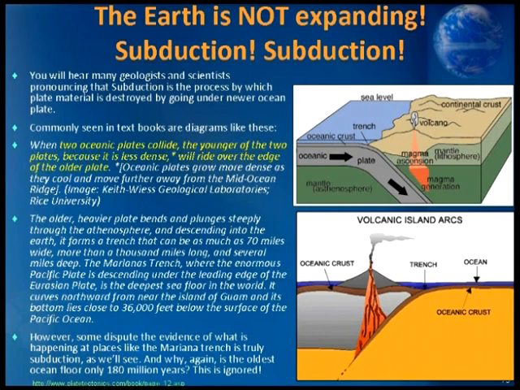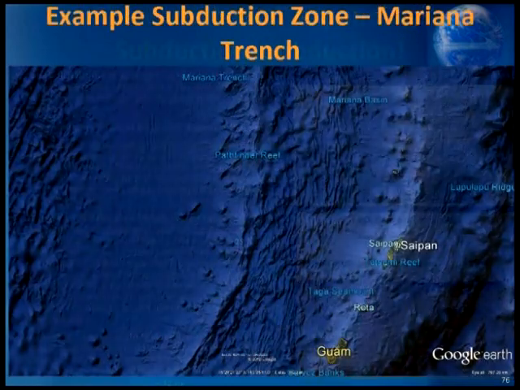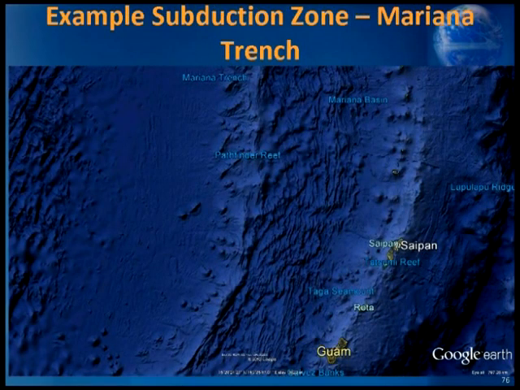But why, again, is the oldest ocean floor only 180 million years? Well, they'll say it's all disappeared underneath it. But they don't actually use that magnetic data in their studies now to prove it. And this is just a picture from Google Earth of where the Mariana Trench is.